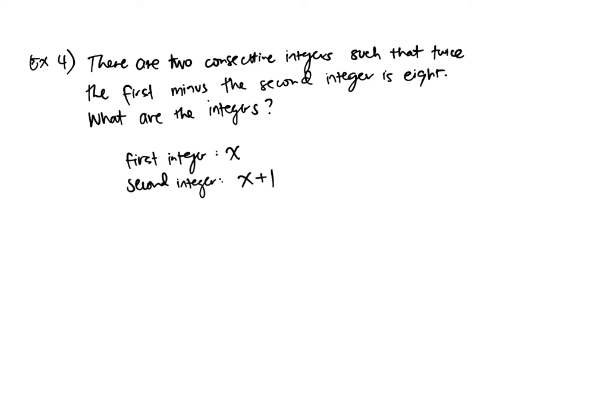Next, I'll write the equation. So I see here twice the first minus the second is 8. So 2 times the first integer, 2 times x minus the second one. I'm going to put it in parentheses. x plus 1 equals 8. From here, we would just solve. So I'm going to distribute this negative sign. 2x minus x minus 1 is equal to 8.